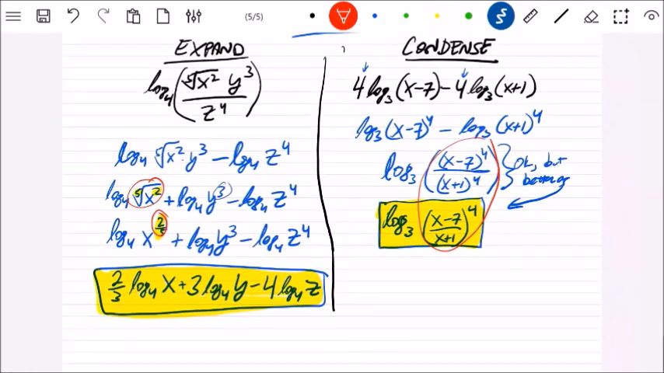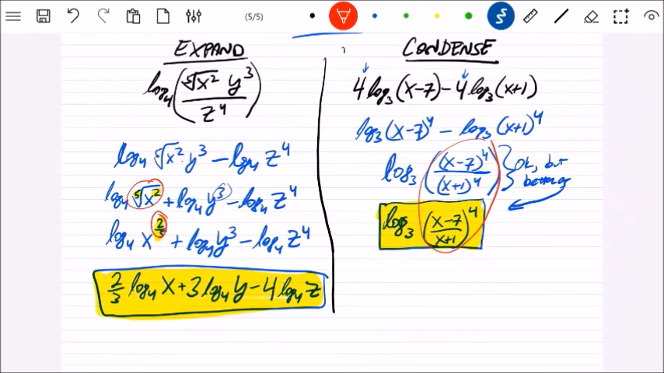Well, there was a lot in this one, but if you apply those three rules, you can do any expanding or condensing, but just pay attention to the details of it.